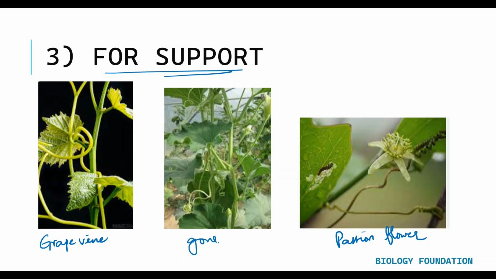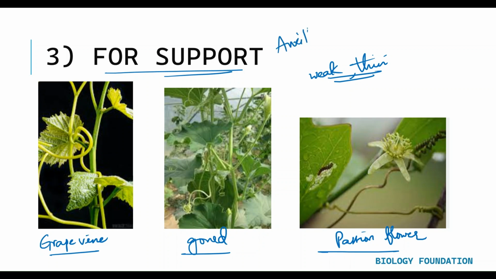And this is gourd. The stem of grapevine, gourd, and passion flower. In all these three plants, the stems are quite weak, thin. So can they provide mechanical support to the plant? No. That's the reason in these plants, auxiliary buds that are present, which later develop into side branches, get modified into special structures known as tendrils.